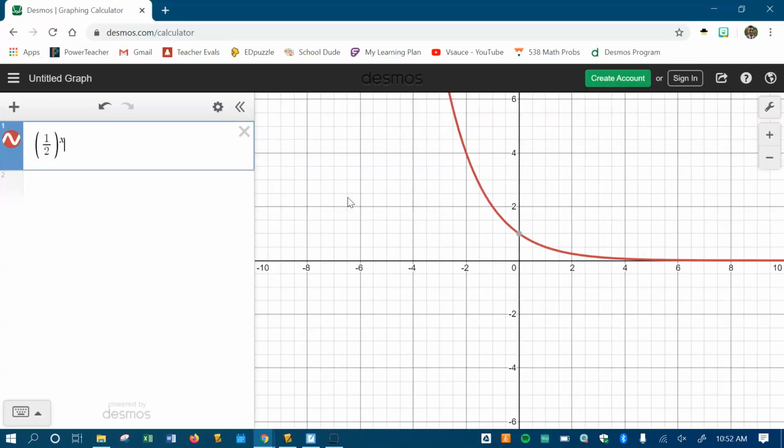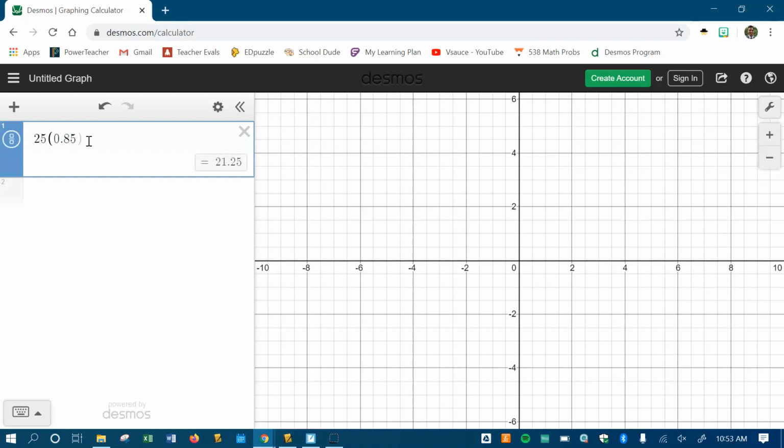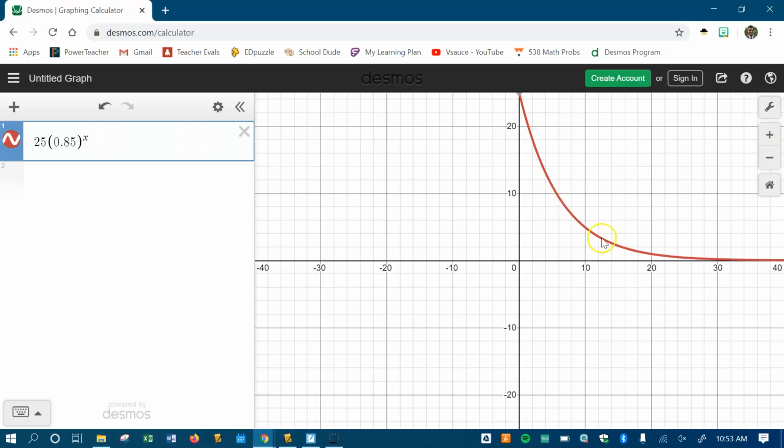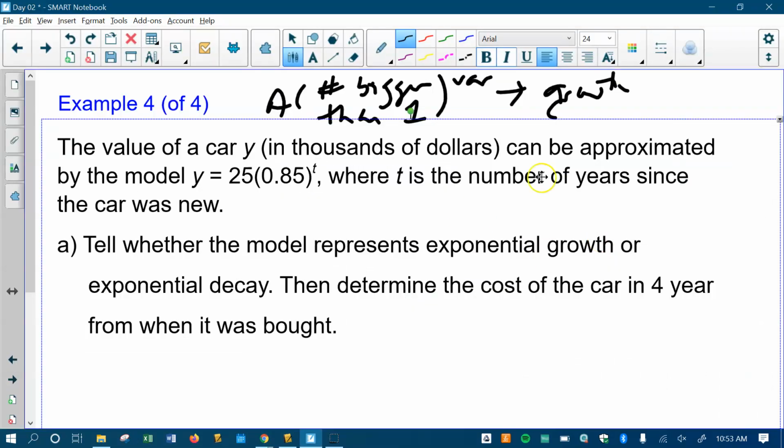And we could plot this if you wanted to. So 25 times 0.85 to the t. So you can see here that this looks like a decay function. And the reason is this number is less than 1. So we have exponential decay here.